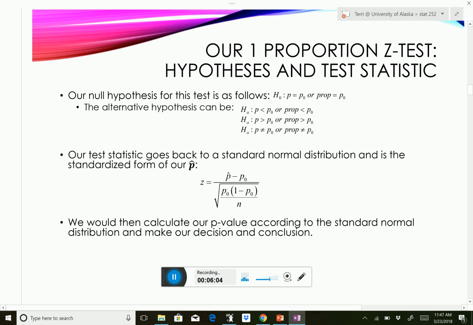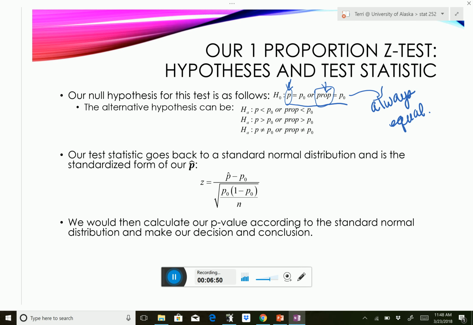So how do we set up these tests? Let's start with the one proportion z-test. Your null hypothesis, again, is always equal. Remember, null is like that. I said you could either use P or prop. One of the reasons that I like to use prop is because your calculator uses prop, and you don't want to confuse this P with your P value. Those are completely different things.